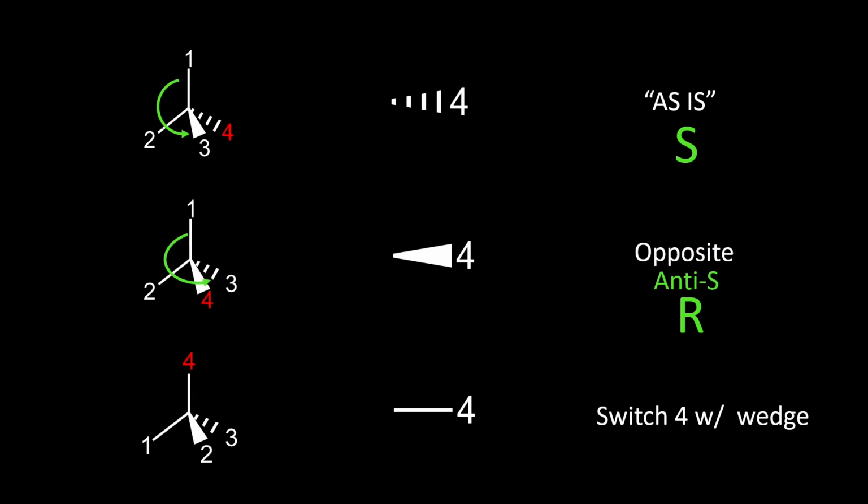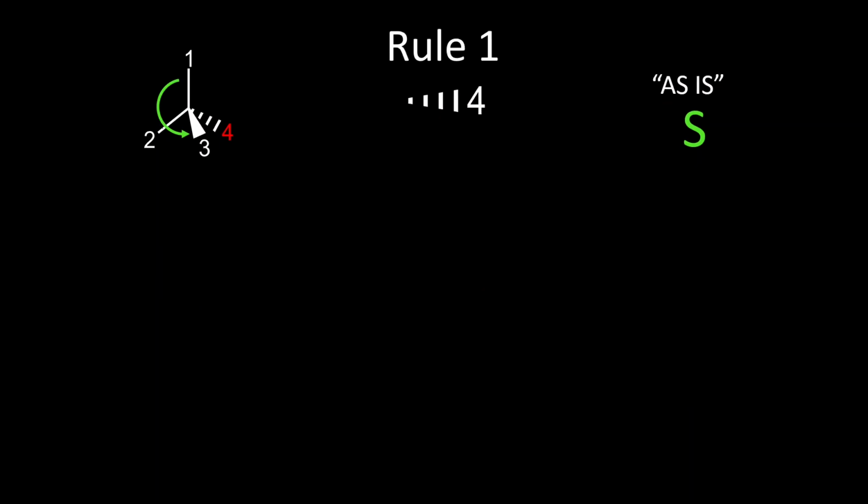For this last one, I will cross off the 4 and whatever number is associated with the wedge. I will then switch the numbers like this. I will draw the circle just like I did before from 1 to 2 to 3. It's clockwise, so the answer is R.